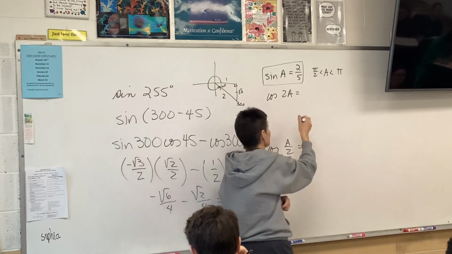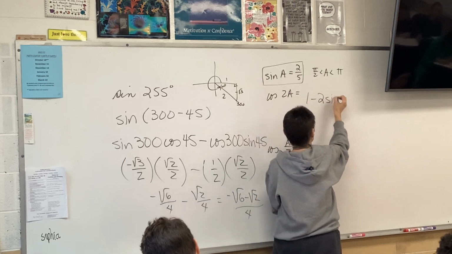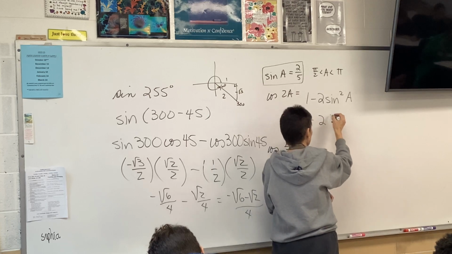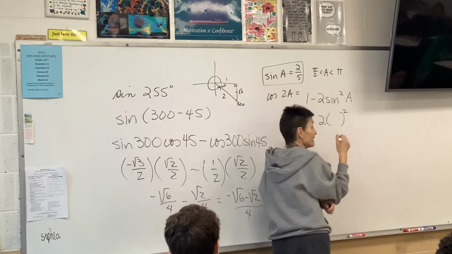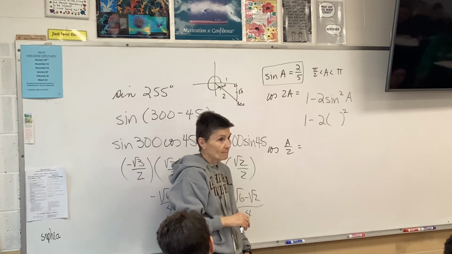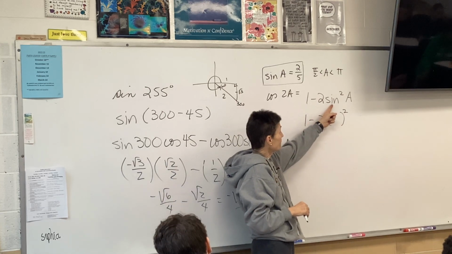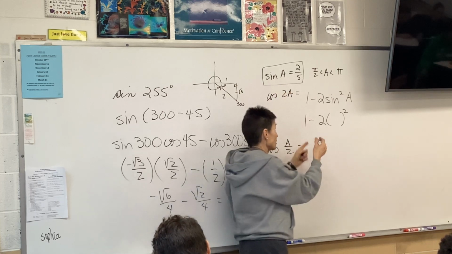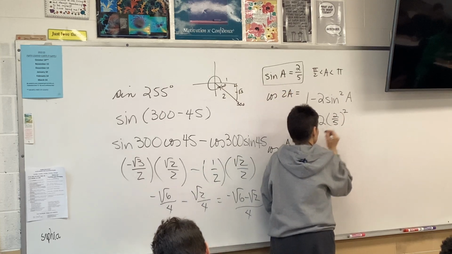1 minus 2 sine squared. Now, I know what you're thinking. You're thinking, Miss Ford, you didn't draw a picture, and you always draw pictures. Yeah, I do. I always draw pictures unless I have exactly what I need already. And all I need for this formula is the sine, and don't I have the sine? So I'm just gonna put 2/5 right in there.